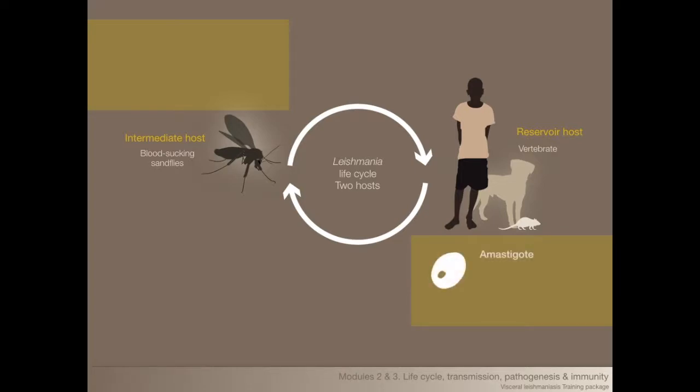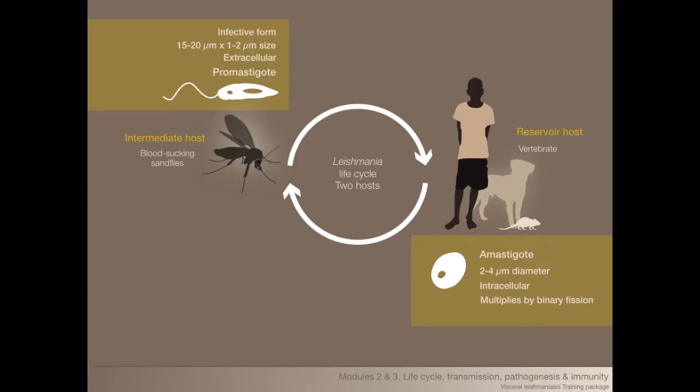The amastigote stage is found in the vertebrate host. It is an intracellular stage with an ovoid form, 2 to 4 micrometers in size. It is mainly found inside macrophages, where they multiply by binary fission. It is transmitted to the vector through the blood. Once inside the sandfly, the parasite becomes a promastigote. At this stage, it is extracellular and has a flagellated form. Its size is around 15 to 20 micrometers long and 1 to 2 micrometers wide. It is the infective form for vertebrates.